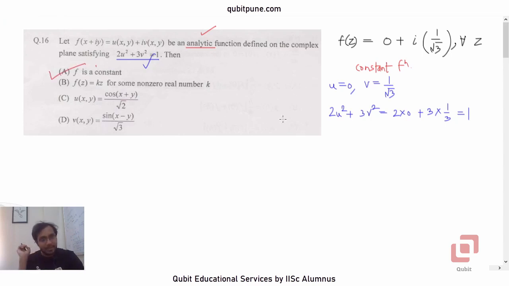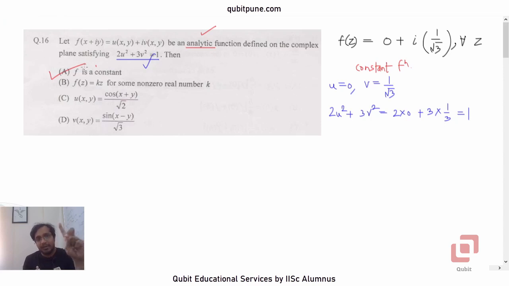Now the other way to solve the problem could be to check for all the options and to arrive at the conclusion that only A satisfies the requirements. If it is a function of the kind k into z, it will not satisfy both the requirements, and the same thing applies to C and D. So the correct option is A, f is a constant, because it meets all the requirements and also satisfies the conditions. Okay, so that is question 16.